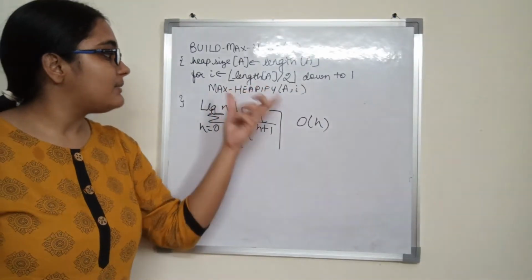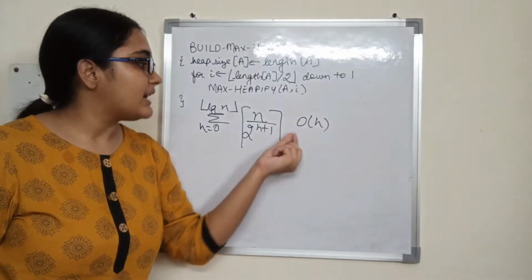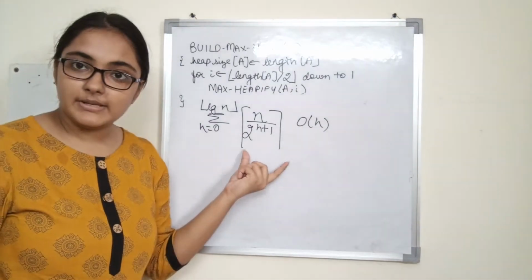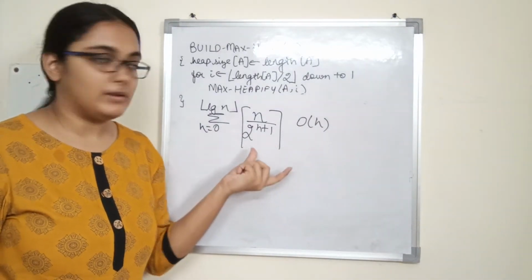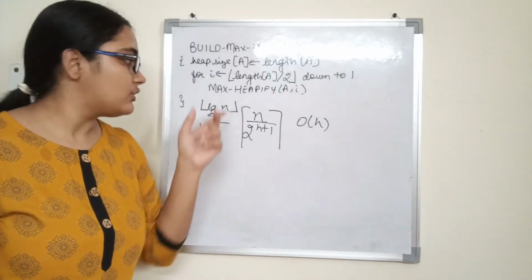The time taken by max heapify will depend on the height of the node, right? That is the time taken by max heapify. And how many nodes will be there? n by 2 power h plus 1 nodes will be there. Now, where is the height going from? Height is going from 0 to log n.